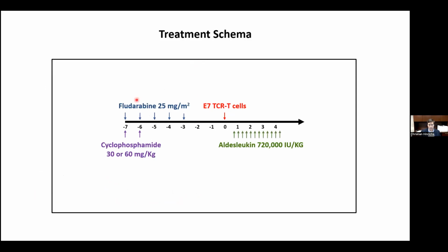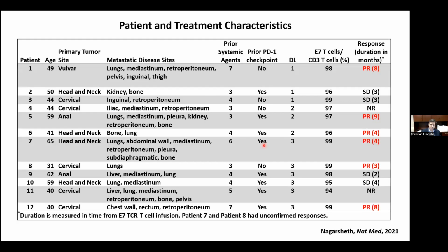This is the treatment schema for how we treat the patients. We first give them a conditioning regimen of chemotherapy. The purpose of this chemotherapy is to reduce the patient's current immune system to make space for the cells that we infuse. We then infuse the T cells in a single administration, and then we give high-dose IL-2, which is dose tolerance. This slide summarizes the experience in the phase 1 trial.